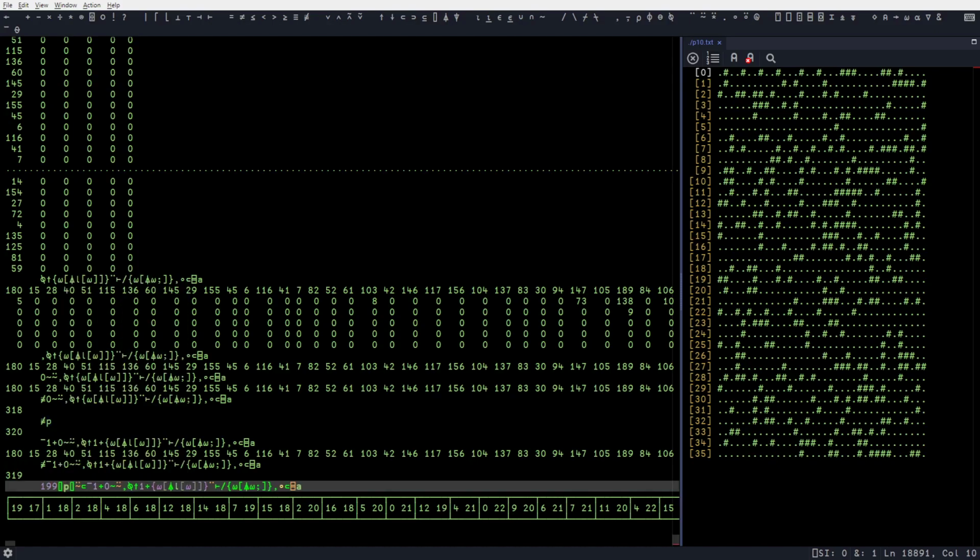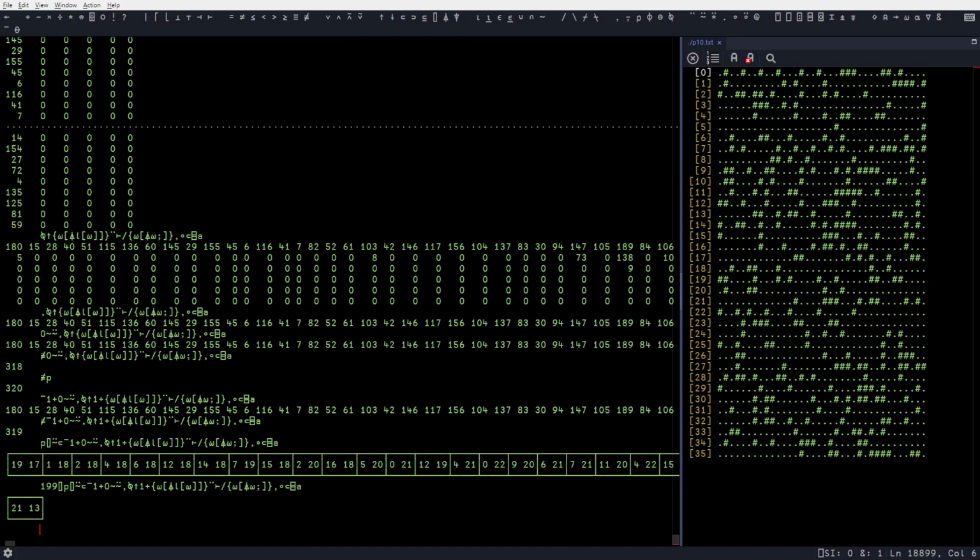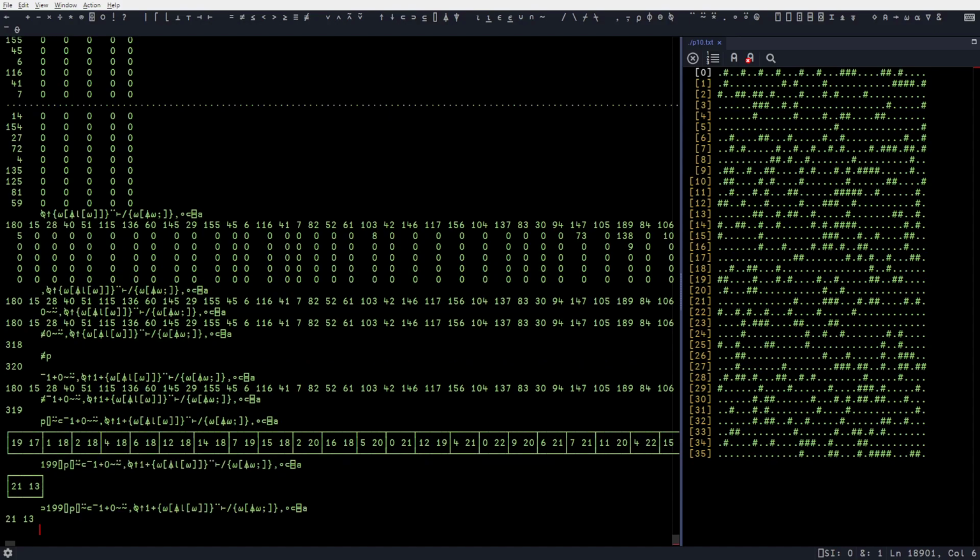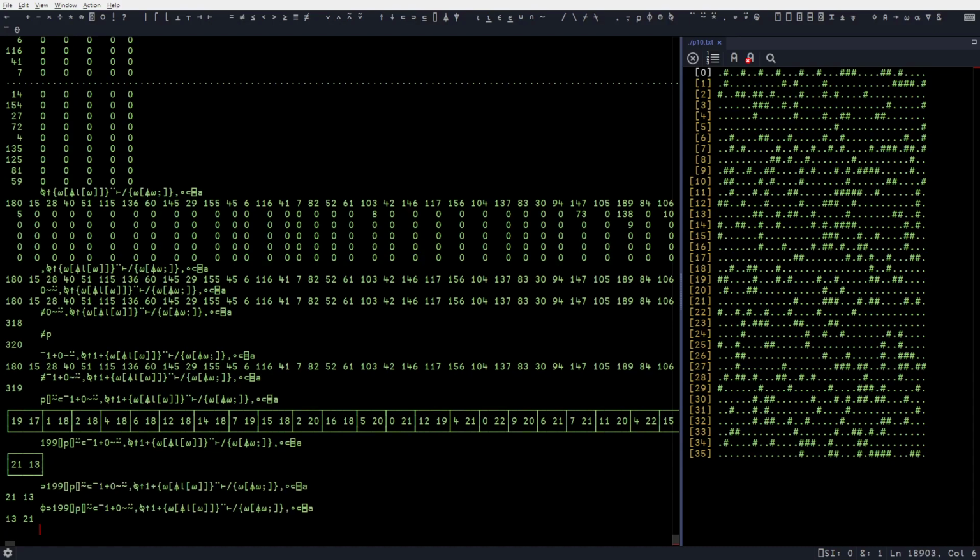We can take the 199th coordinate. Remember, because we're zero-based, we want the 200th asteroid, but we start counting from 0. And we get 2113. Let's disclose this. And this should be the coordinates of the 200th asteroid that the laser will hit. But remember, our coordinates are backwards, which helped us nicely when we were doing our polar conversion. But now we have to convert back. So we'll just reverse here, 1321.